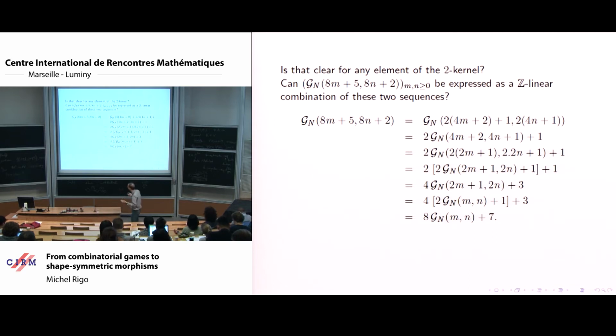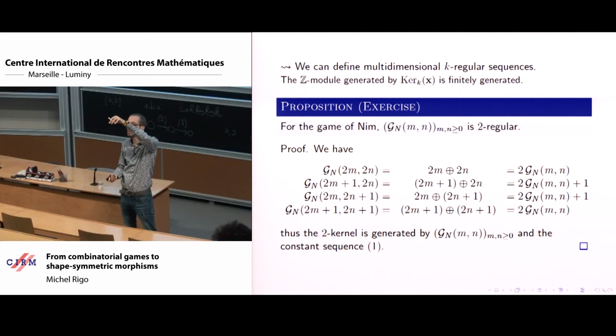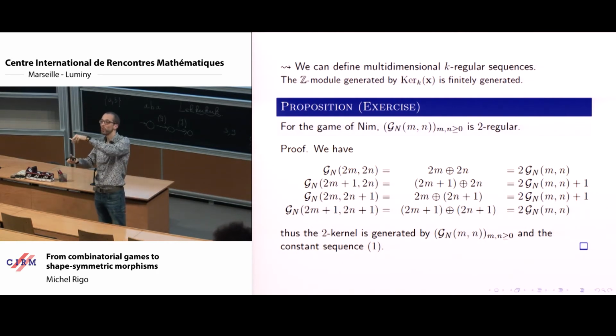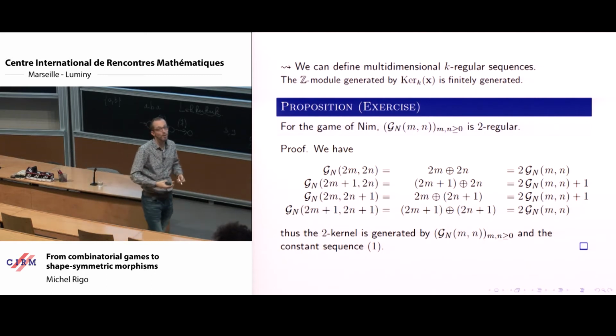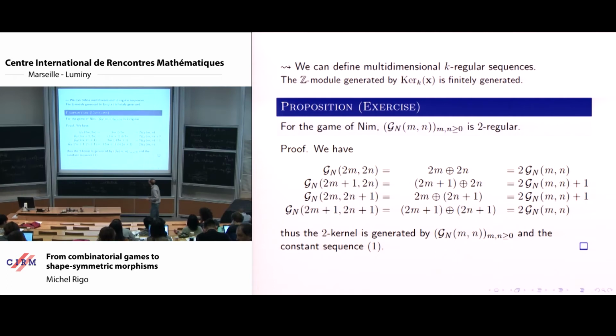All you have to do to prove that kind of result is that at some stage, here I was lucky because it was just 2 times the initial value, but maybe you have to look for some larger power of 2. But if at some stage, for a given power of 2 and all the possible remainders, you express everything in terms of something with a smaller power of 2, then you are done. You can iterate the process and you find a finite number of sequences to express any sequence in the kernel, right? And so we know this.